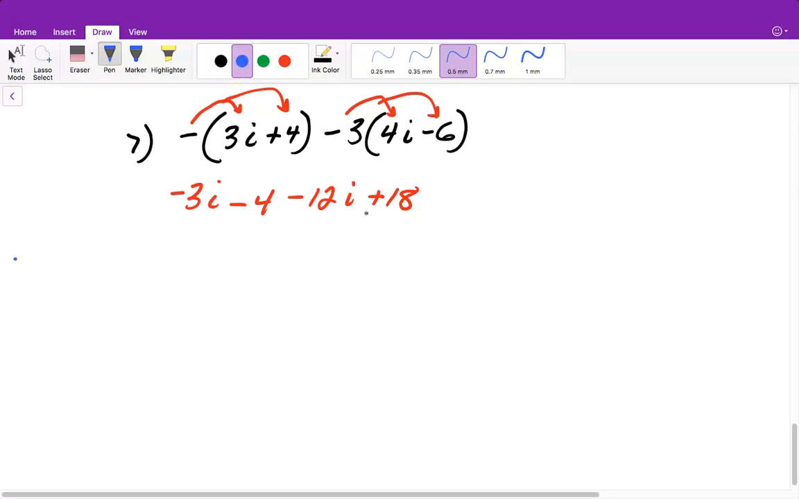And now we need to combine our like terms. Well, 18 minus 4 is 14. Negative 3 minus 12 is negative 15i. So the answer is 14 minus 15i. And it's important, you must write your real number first, followed by the imaginary part. All right, so your final answer is 14 minus 15i.